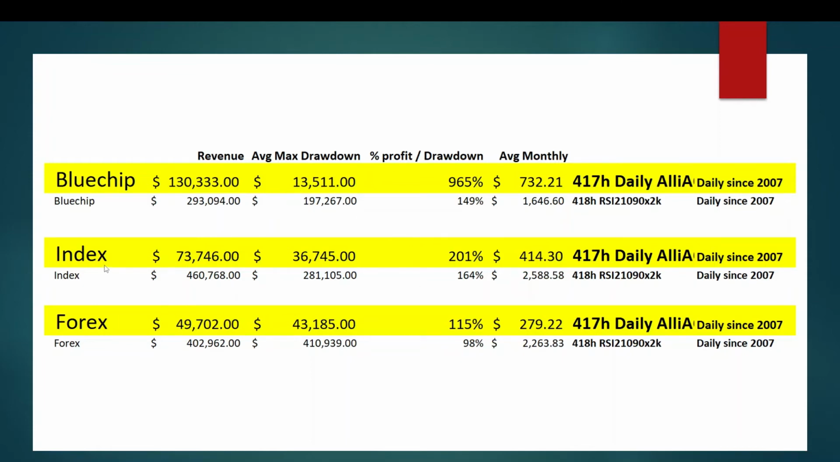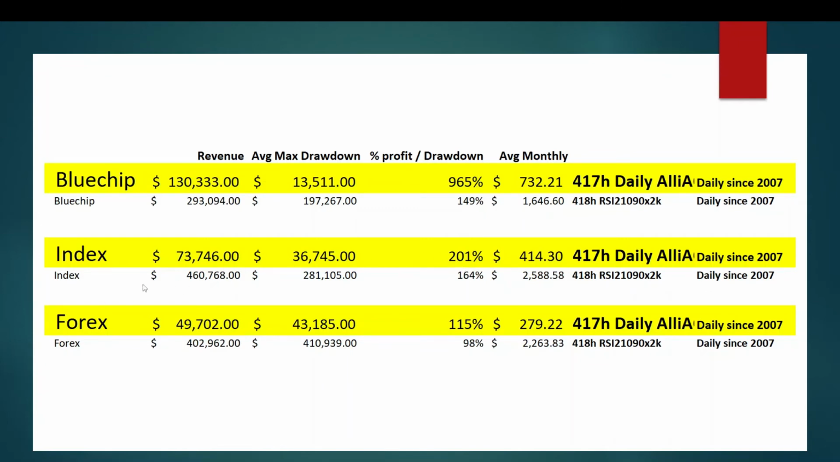The indices tested, again, that was using straight out shares. The indices tested were using our CFDs, and these are trading 1 contract in every trade. So again, looking at the US market, the Aussie market, the FTSE, the German market, China, and gold. The alligator strategy yielded 73,746 with a drawdown of 36,745. That's 201% profit over drawdown performance.